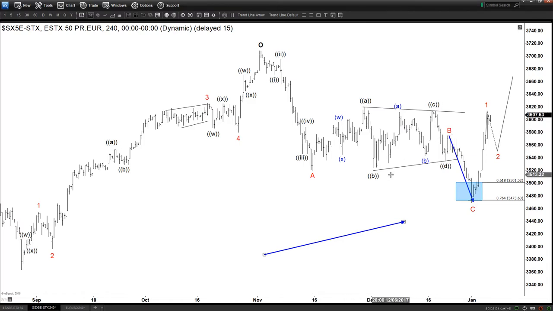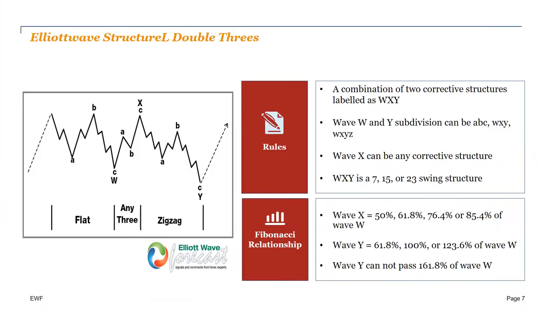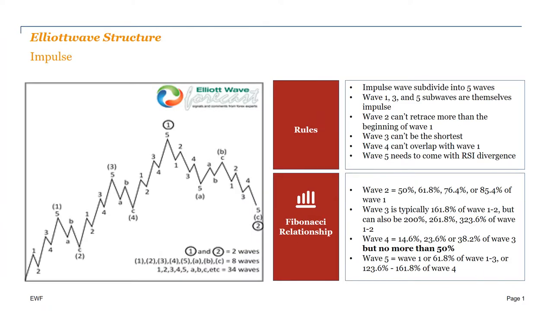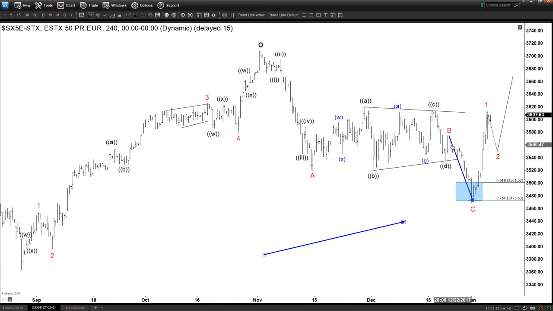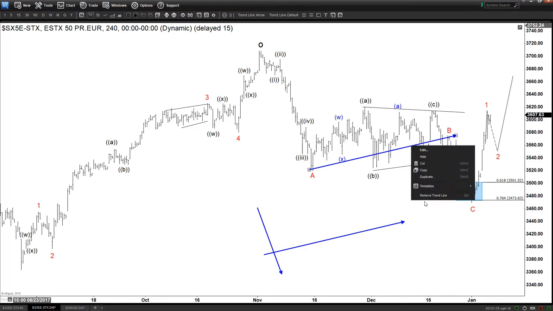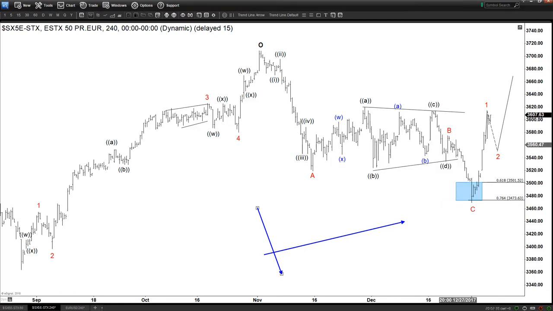Now we talked about it earlier that the wave B in a zigzag can be any corrective structure, including a triangle. So in this case, this is an example in which you have a B, and the B subdivision is a triangle, an A, a B, a C, a D, and then an E. Okay, and then you got the third leg, wave C, and this wave C also is a 5 waves impulse.